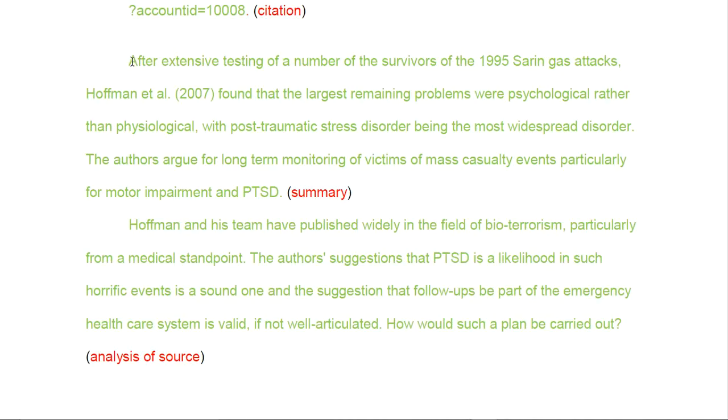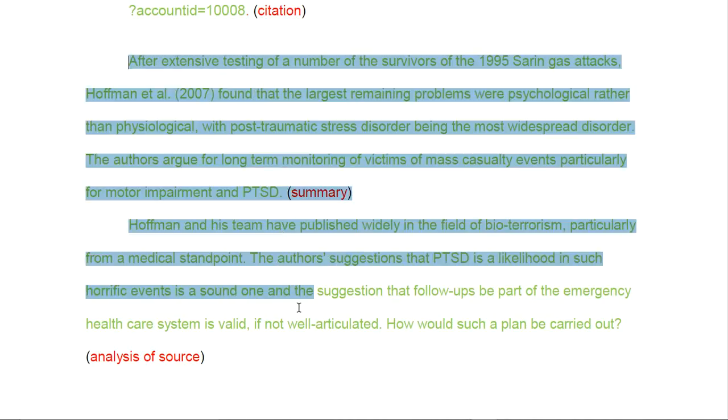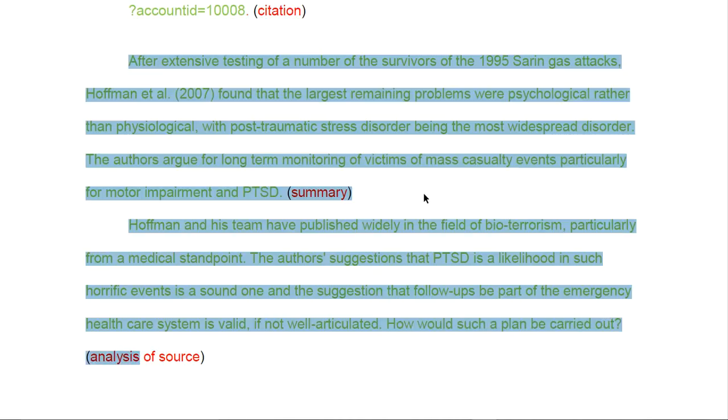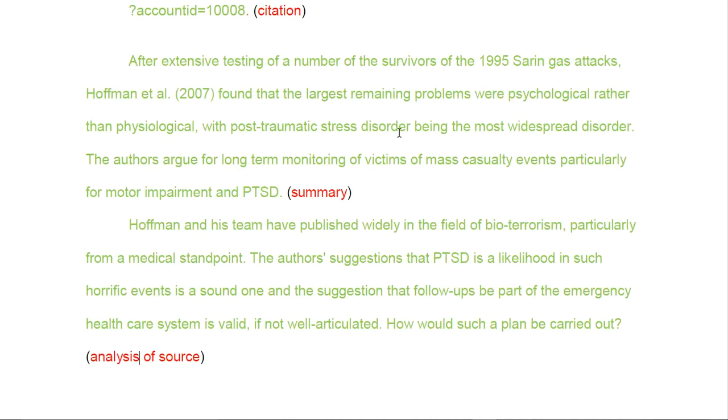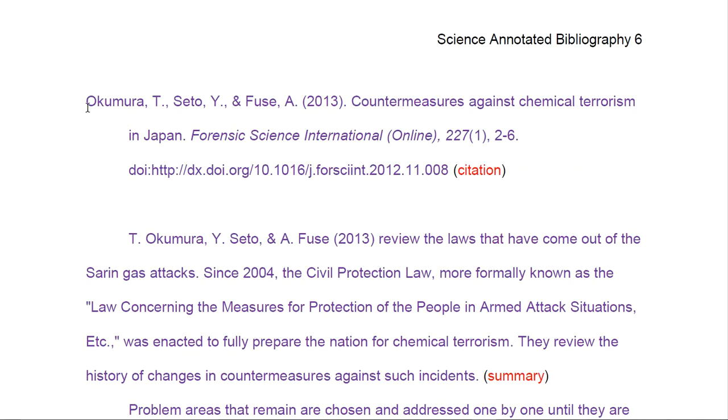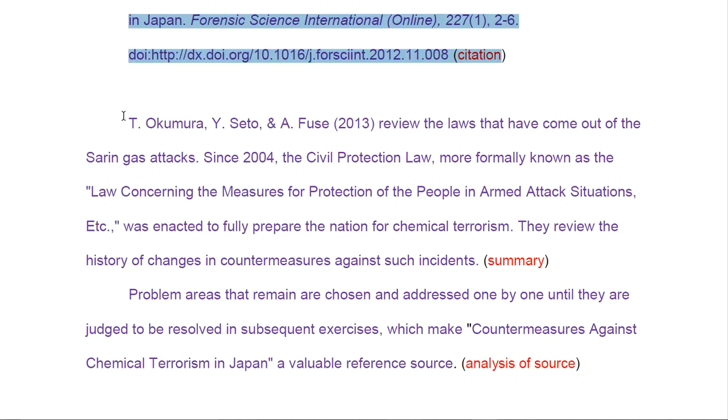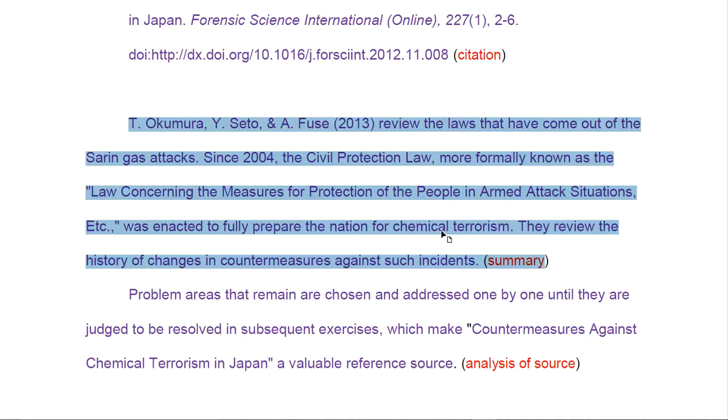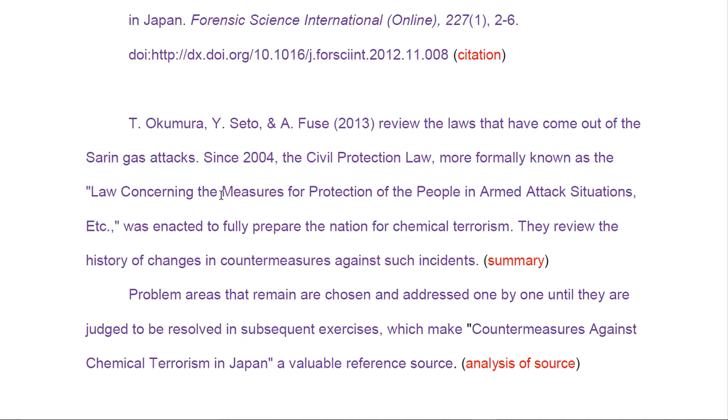You notice in your summary and in your analysis, there are no quotations, right? Nothing's been quoted. There is no first person. There's no second person. These are formal documents, okay? Then you would go down to your next source. You have your citation. You summarize it. All right, and I summarized it a little differently this time. I tried to do something different so you'd have some options.